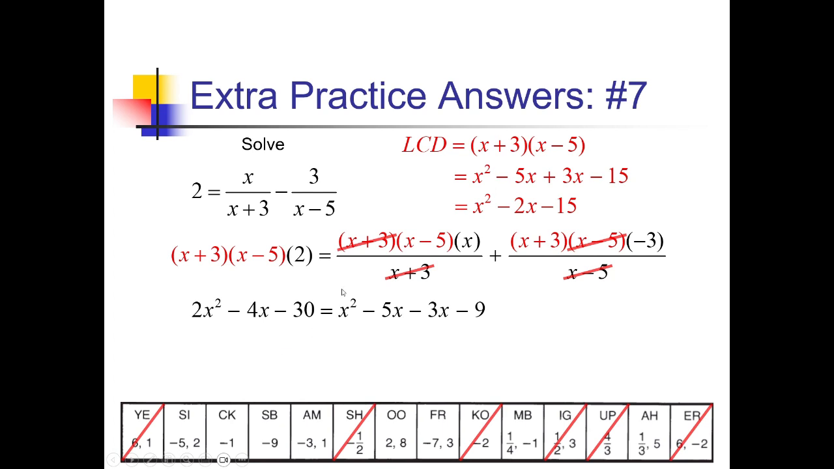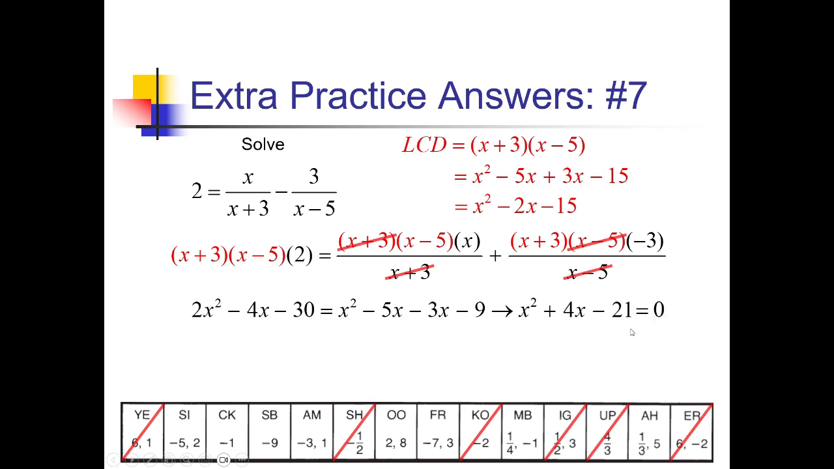So let me subtract this x squared over to the left side. 2x squared minus x squared is just 1x squared. And now I have a -8x right here. If I add that over to the left side, -4x plus 8x gives me +4x. And then -30 plus 9 is going to be -21. And then we have a 0 on the other side.